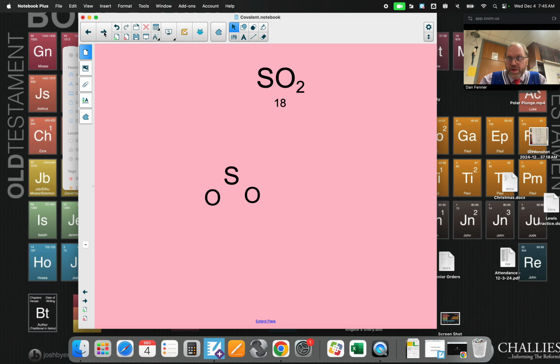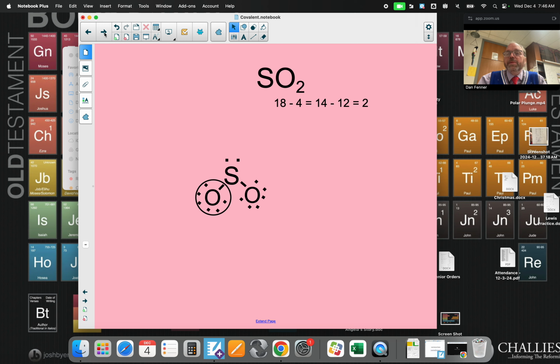Oxygen on each side, bond up with 2 electrons. 1, 2, 3, 4, subtract them away. 14 electrons. I need the outer electrons first to fill up. So I need 6 on each. 6 times 2 is 12. Subtract that away. 2 extras. Where do extras go? Extras are always on the center.